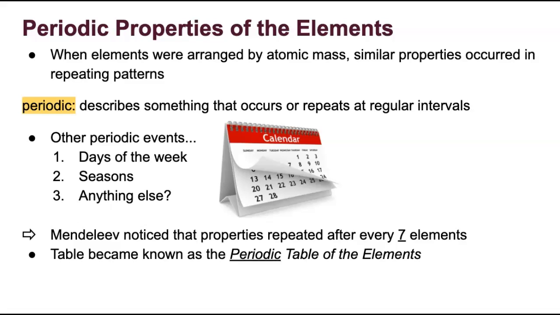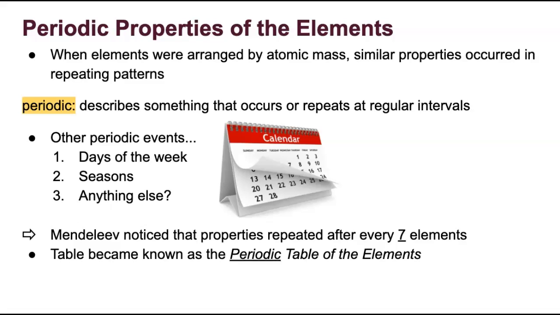The seasons are the same way. We go through all 4 seasons and then boom, we're back at winter again. There are lots of other things that are periodic too. I'm sure you can think of other examples of cycles that are periodic off of the top of your head.